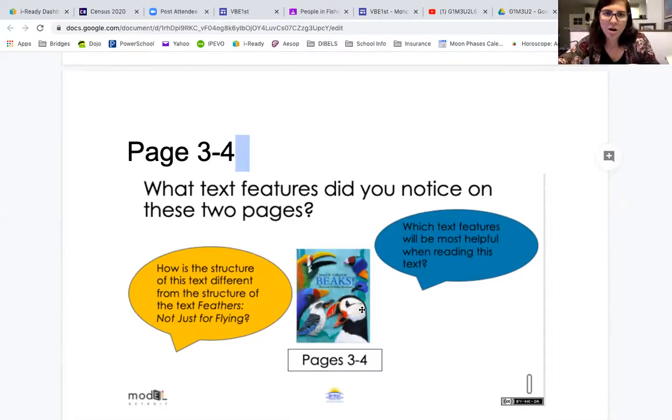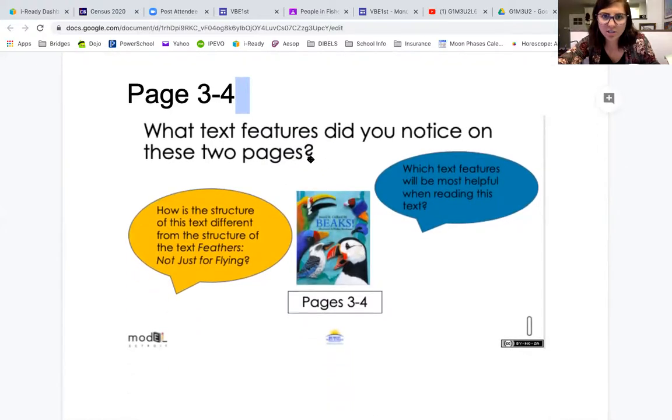So if you take a look at this question, take a look at the question mark. That is a question, is asking you something. What text features did you notice on these 2 pages? So on these 2 pages, what text features?